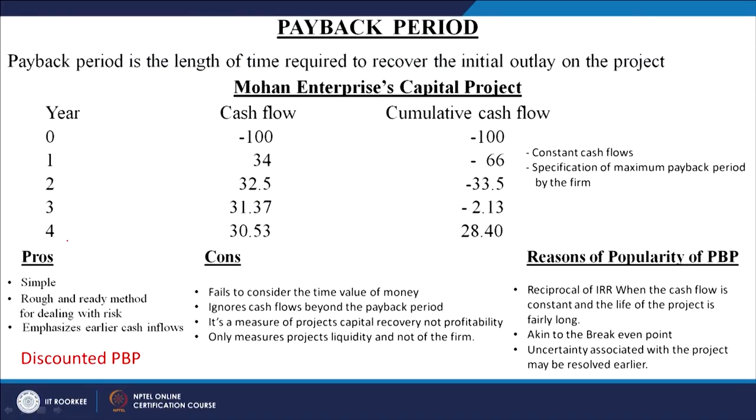Here, for example, we have explained with the help of this example that we have got a 4 year period of time, 0 to 4 years, and then we have the cash flows. In this year, we are going to make a cash outflow of 100 crores. This project requires a cash outflow of 100 crores, and then over the next 4 years we are going to have the cash inflows. At the end of the first year the cash inflow is 34 crores, second year 32.5 crores, then 31.37 crores and 30.53 crores.